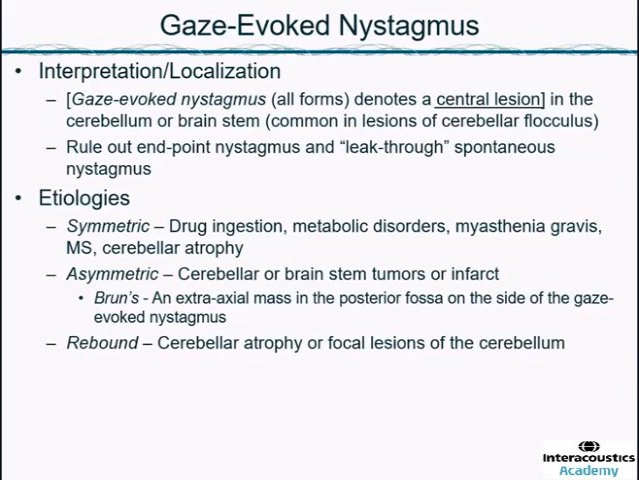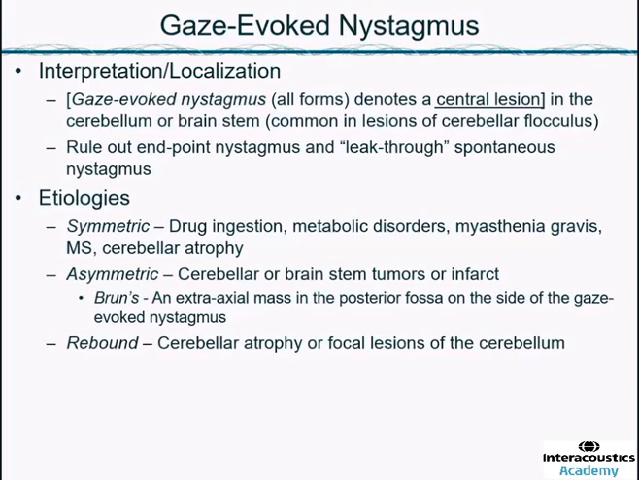The etiologies that can cause this are quite varied. Symmetric type of nystagmus can be caused by drug ingestions like lithium intoxication, metabolic disorders, myasthenia gravis, multiple sclerosis, and cerebellar atrophy. If you have an asymmetric one, it has a more localizing meaning. It's usually a cerebellar or brainstem abnormality that could be caused by tumors or infarcts.